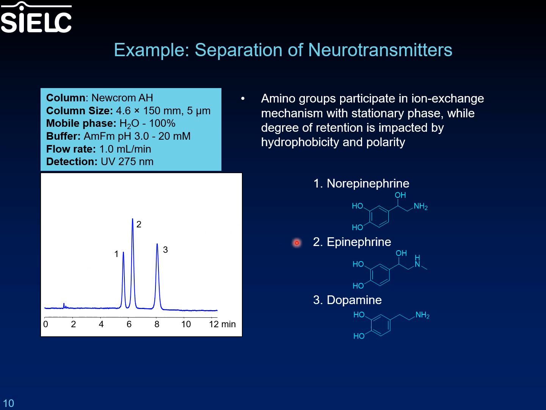The next compound to elute is epinephrine, and this differs from norepinephrine in that the amine is now secondary in nature and is substituted with two alkyl groups. This increases the degree of hydrophobic interactions that are occurring, even though epinephrine contains the same three hydroxyl groups that norepinephrine does. And finally, dopamine elutes last from this column.